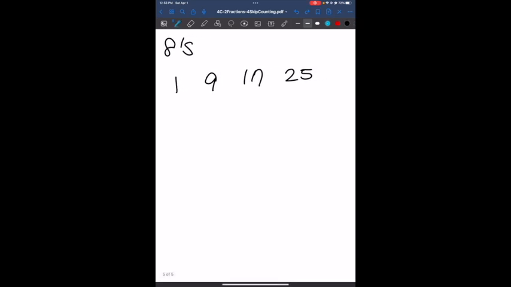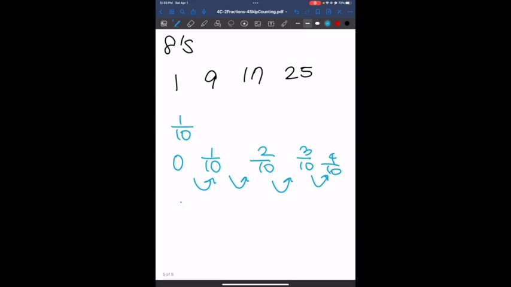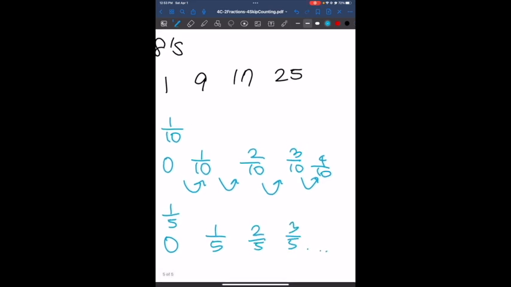So what does that change? For example, we can skip count by 1/10. If we start at zero, our next term is going to be 1/10, add 1/10 again, and then it's going to be 2/10. Then it's going to be 3/10, 4/10, and so on. Now, if we're skip counting by 1/5 and we start at zero, it's going to be 1/5, 2/5, 3/5, and so on. And also, it's always nice to simplify when you can. So we can simplify 2/10 into 1/5 and 4/10 into 2/5.